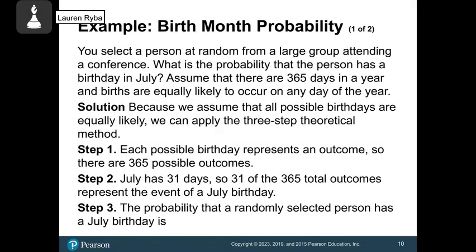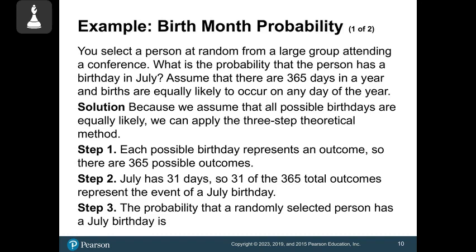This example is about birth month probability. You select a person at random from a large group attending a conference. What's the probability that the person has a birthday in July, assuming there are 365 days in a year and births are equally likely to occur on any day of the year?